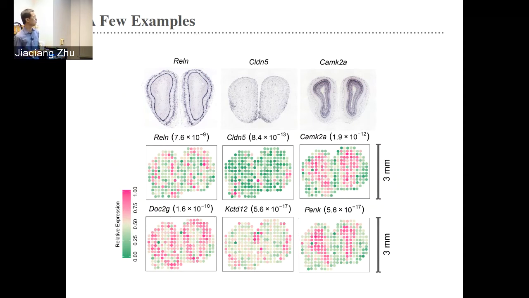This gene encodes a protein that is expressed in the mitral cell layer and promotes the tangential to radial cell migration transition, and the CLDN5 gene, which is enriched in the nerve layers, is critical for cell adhesion. And the CAMK2A gene, which is enriched in the granular cell layer, is very important for dendritic morphogenesis.